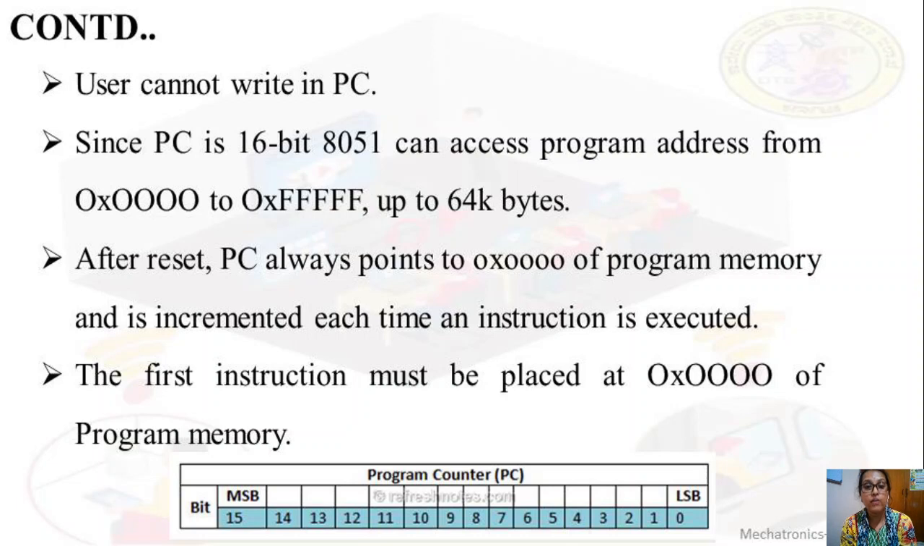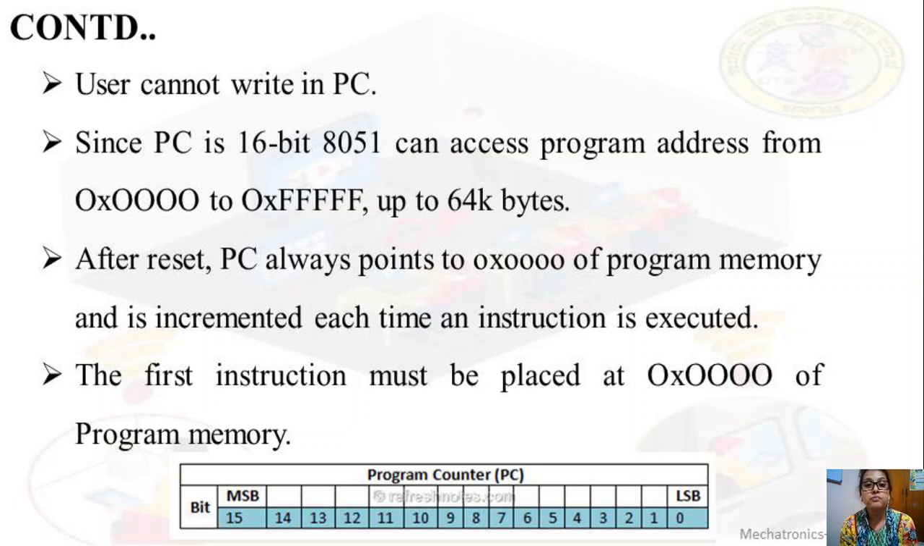After the processor resets, as I told while explaining reset, the program counter always points to 0000 of the program memory and is incremented each time an instruction is executed. The processor executes the instructions one by one, line by line, so every time the program counter is incremented. So after reset, the first instruction should be placed at 0000 of the program memory.